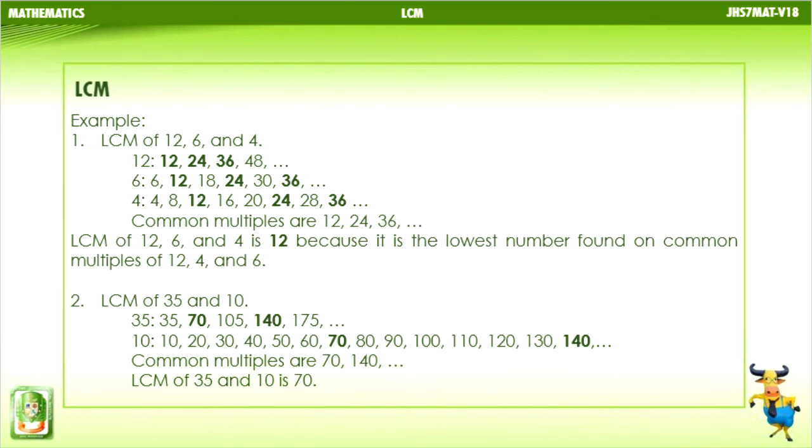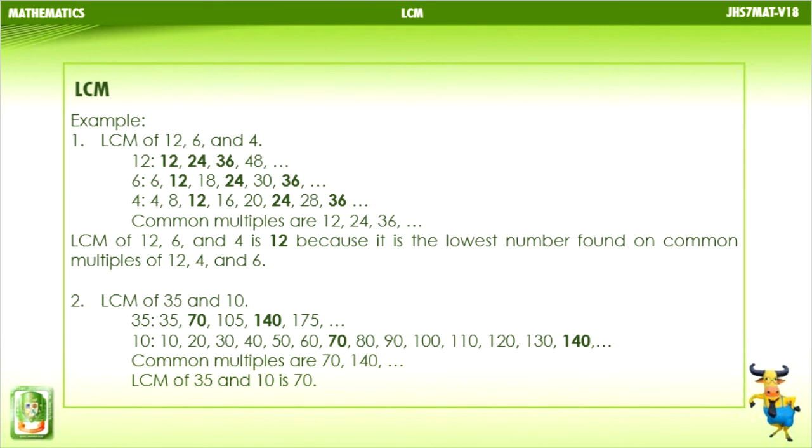Example 1. LCM of 12, 6, and 4. Knowing the multiples of 12, 6, and 4, we are able to locate multiples that are common to the three given numbers. The common multiple with the lowest value is the LCM. Therefore, the LCM of 12, 6, and 4 is 12.